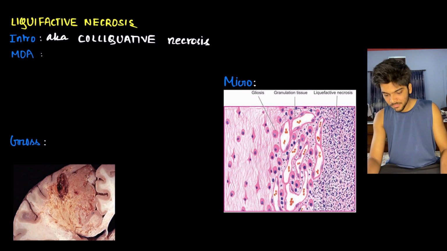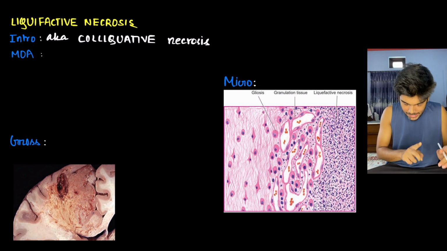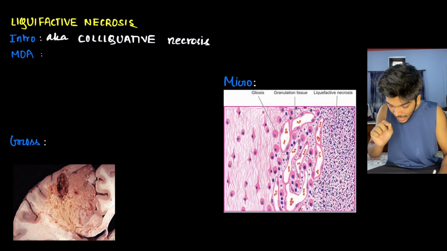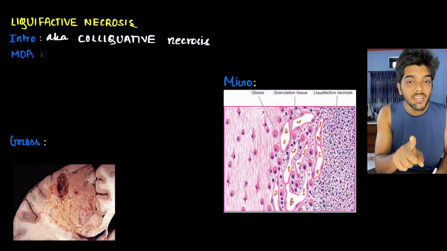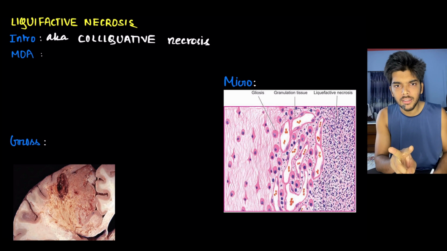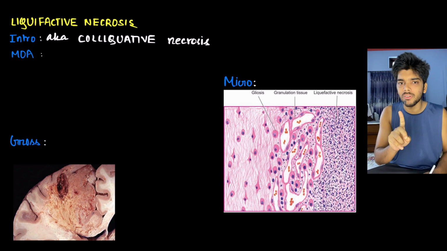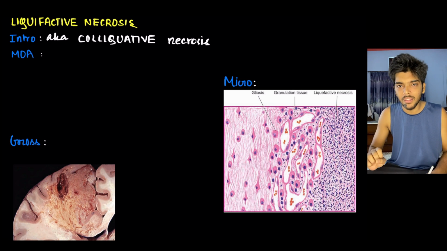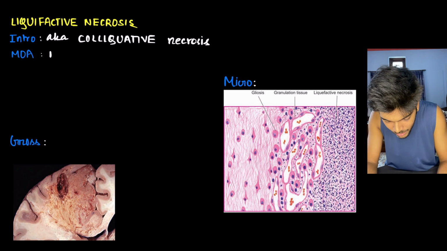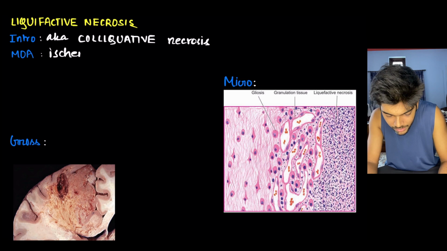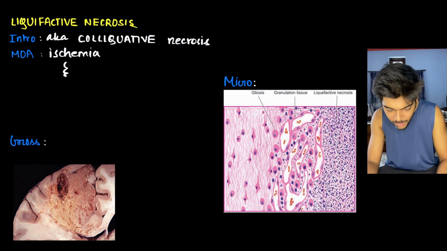Mechanism of action. Previously I said that ischemia of solid organs leads to coagulative necrosis. But then I said there are two organs that do not show coagulative necrosis when going through ischemia. They are the brain and the pancreas. They show liquefactive necrosis. So, ischemia of two solid organs. What? Ischemia of the brain and ischemia of the pancreas.